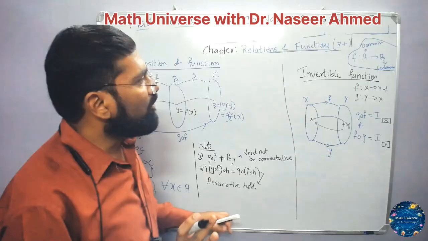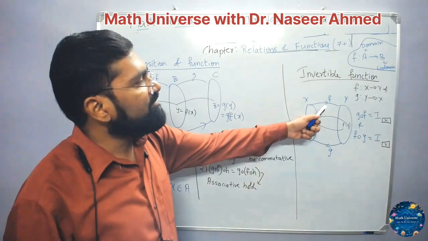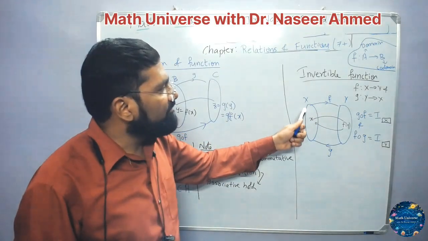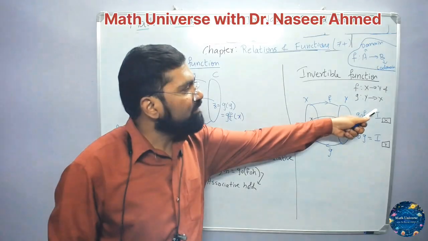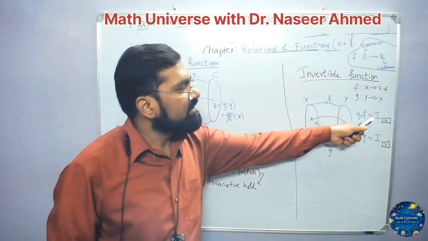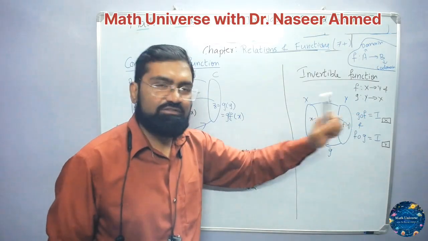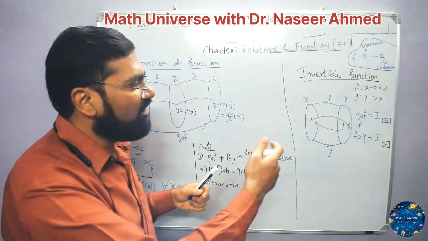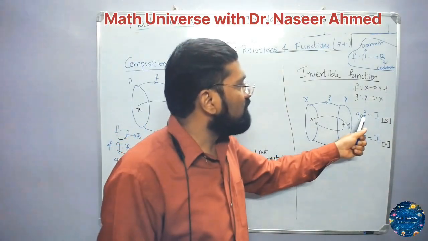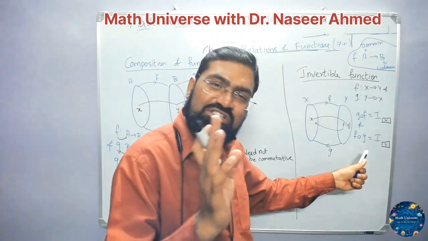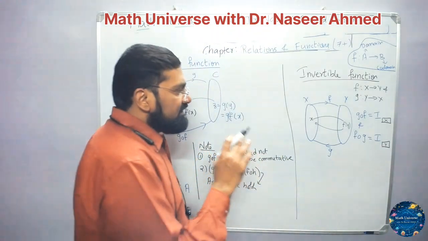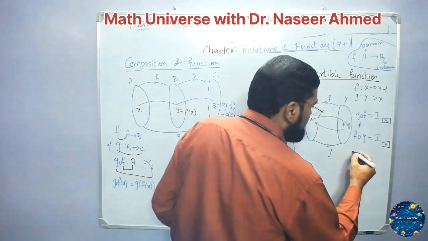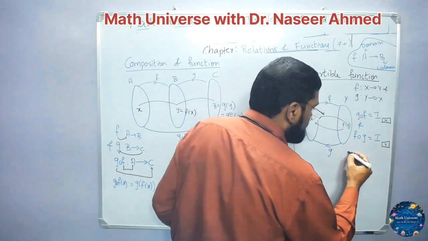So a function f is said to be invertible if there exists a function g from Y to X such that gof is the identity function and fog is also the identity function. And here I just gave a nickname as gof and fog, which should be g composition f and f composition g.